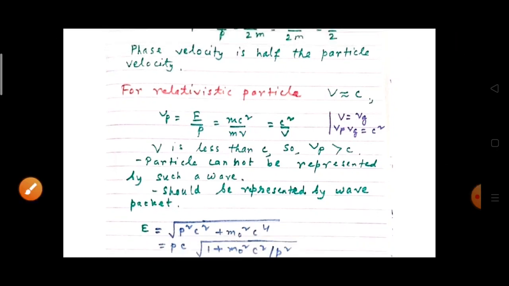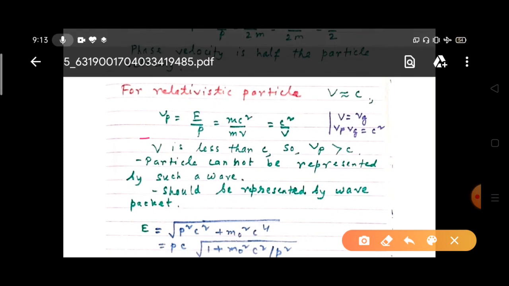Now you just notice here that V is less than c, so the phase velocity Vp is greater than c. So this particle cannot be represented by such a wave, it should be represented by a wave packet.